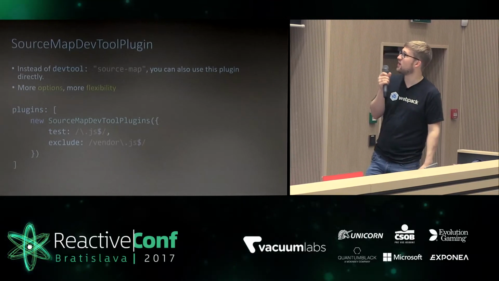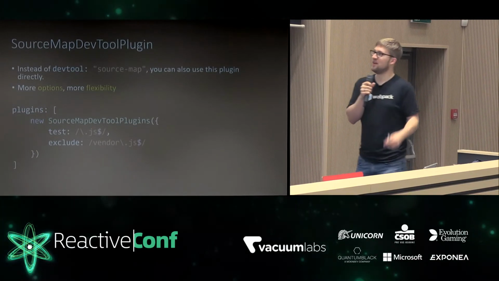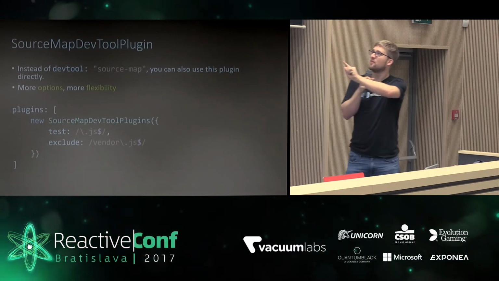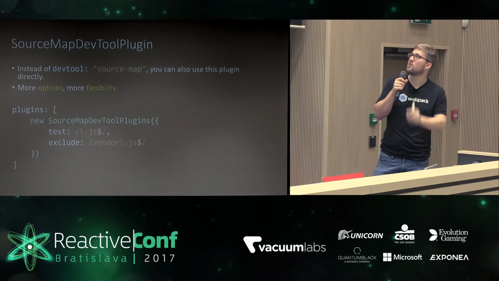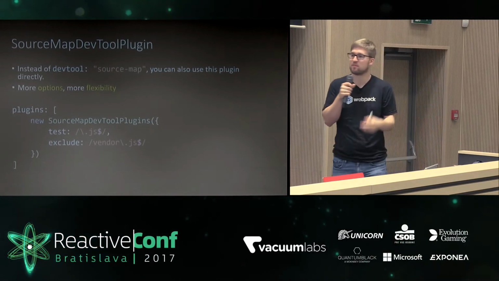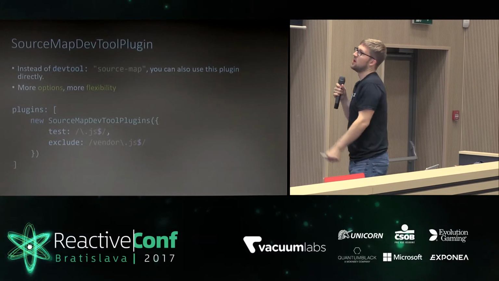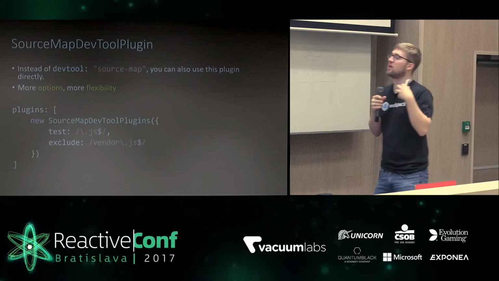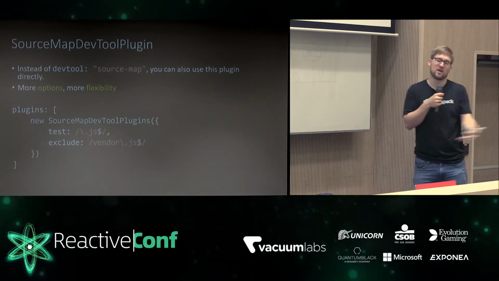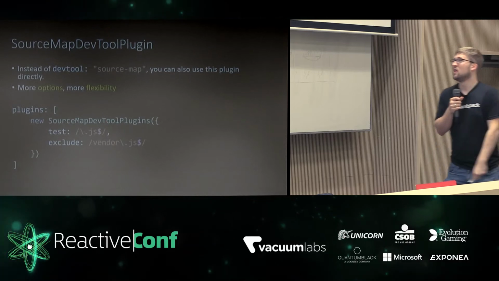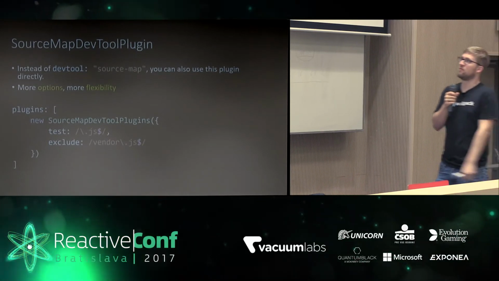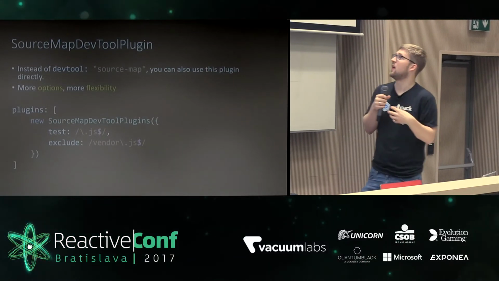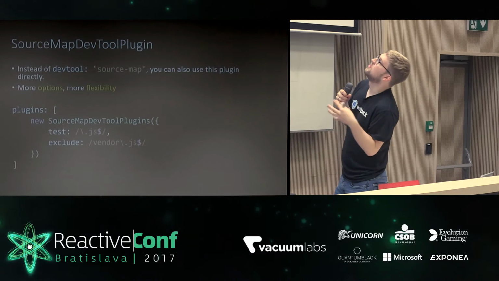If you like the source mapping stuff, but you don't think it's flexible enough for your case, instead of the devtool source map option, you can use the source map dev tool plugin, which is a plugin which has a lot of options. For example, you can exclude vendor chunks, you can filter by name, you can pass additional options, or use another comment for the source map. It's great if you need more flexibility for the source maps. It's also available for eval and eval source map dev tool.